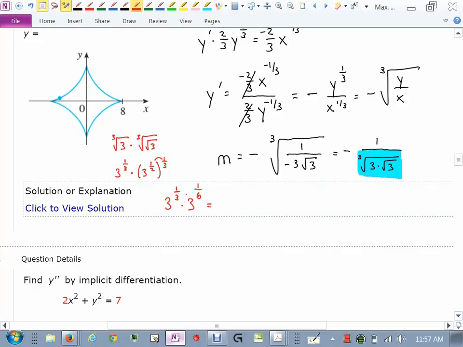And then when I multiply these two, I add the exponents. So this is going to be 3 to the 1/3 plus 1/6, which is equal to, we have to get a common denominator, so I multiply top and bottom by 2 here. So I get 2/6 plus 1/6, that's 3/6. That's 3/6 is 1/2. So that's just square root of 3. Wow, that's a very complicated way of saying that. So this is equal to -1 over the square root of 3, which is the same as negative root 3 over 3. That's just rationalizing the denominator.